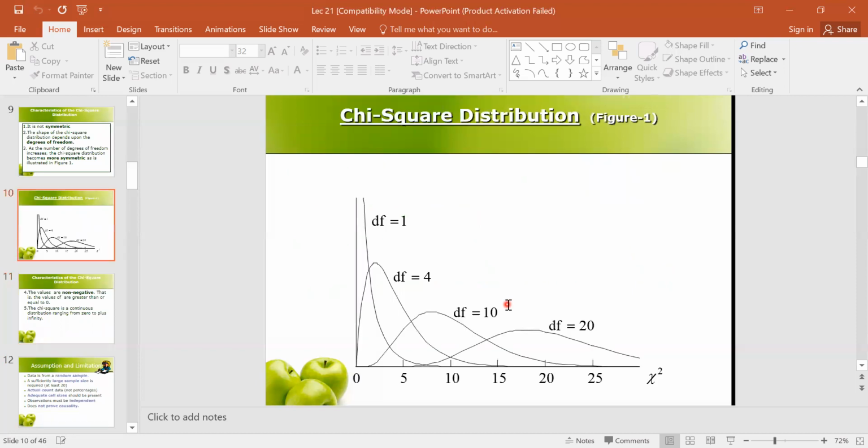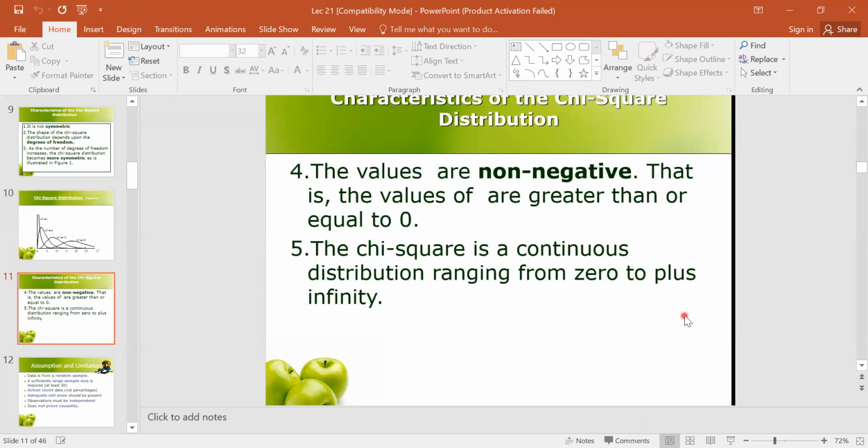The curve lacks symmetry, or is skewed, and the shape of the curve depends upon the degrees of freedom. And when we increase the degrees of freedom, the curve becomes symmetric, and the values used here are non-negative, and the chi-square ranges from 0 to plus infinity. So these are the characteristics of the chi-square distribution.